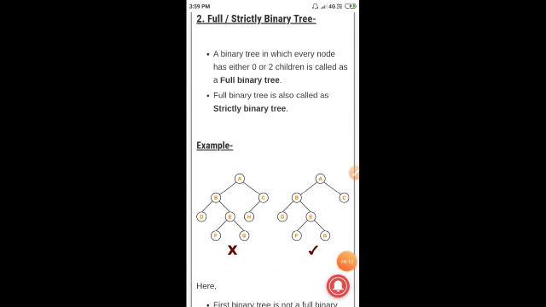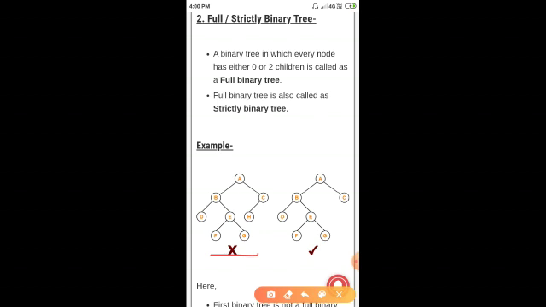The next is a full and strictly binary tree. A binary tree in which every node has either 0 or 2 children is called a full binary tree. See here, every node with 0 or 2 children, not one, either it is 0 or 2. Such a type of tree we have to call a full or strictly binary tree.